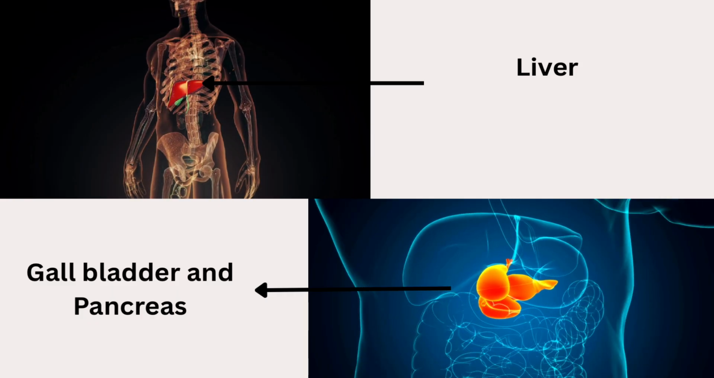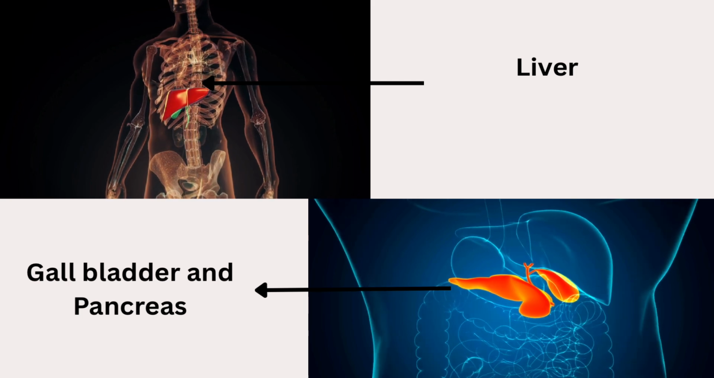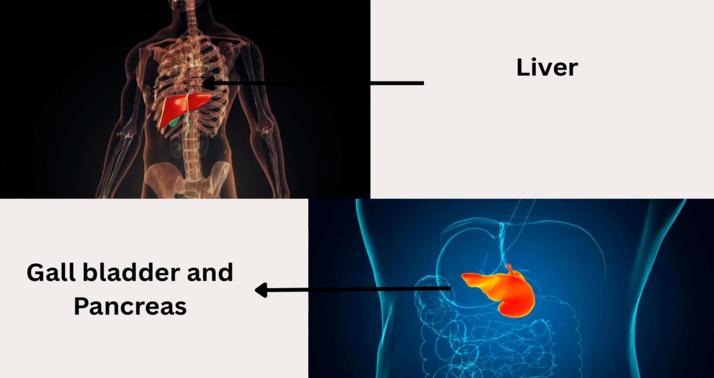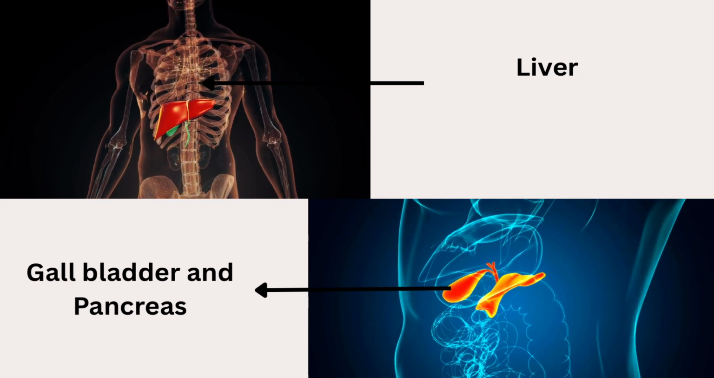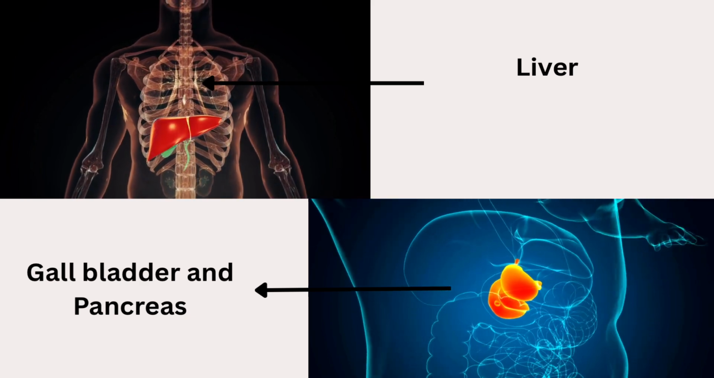Next, some accessory organs like the liver, gallbladder, and pancreas. The liver produces bile, which is stored in the gallbladder. The pancreas makes digestive enzymes and also controls the blood sugar with the help of insulin.